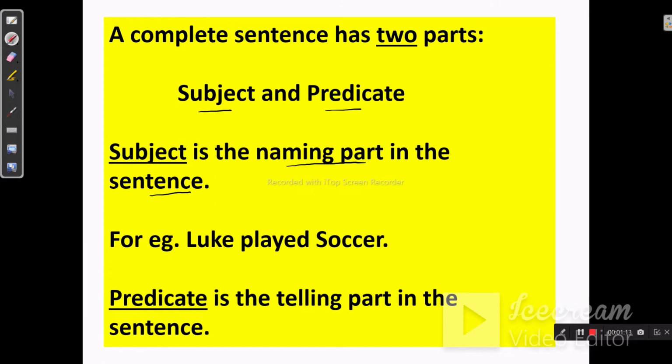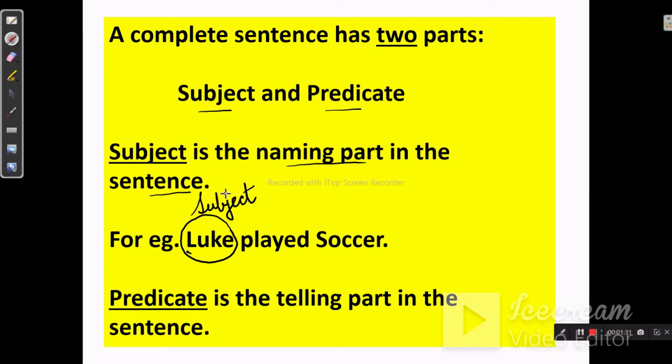For example, Luke played soccer. So whom are we talking about in this sentence? We are talking about Luke. So we have to ask this question to ourselves, who played soccer? Luke played soccer. So Luke is subject here.